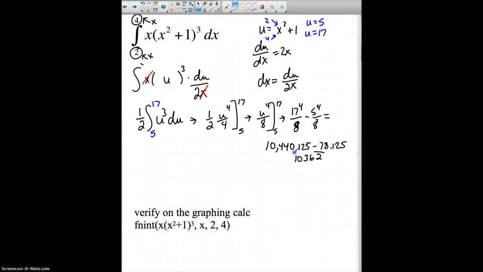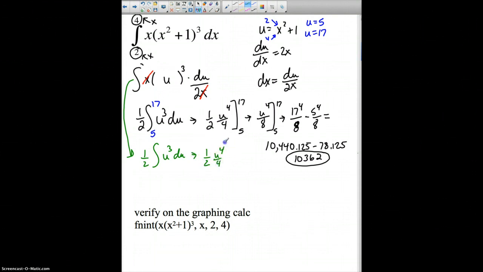Okay, that's one way to deal with the limits of integration when you use a U substitution. The other way is not writing any limits. So from this step, we write 1/2 integral u cubed du, integrate 1/2 u to the 4th over 4.